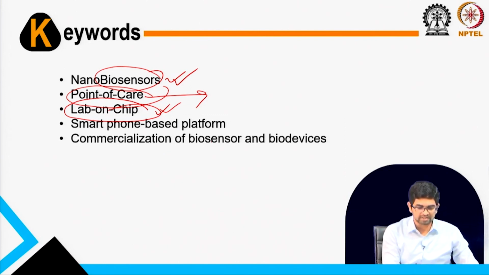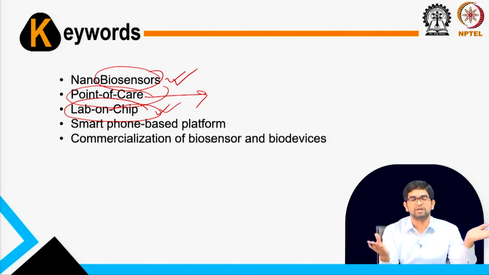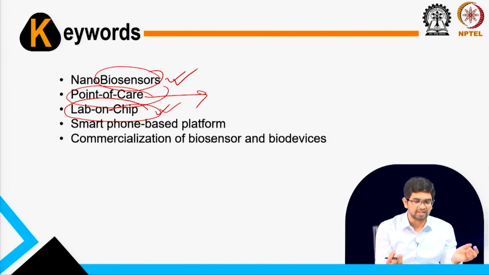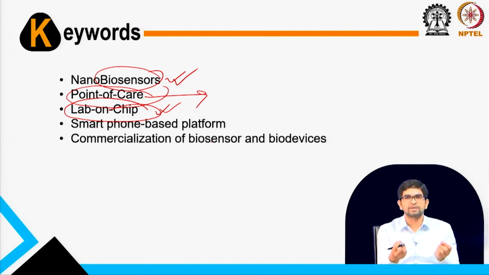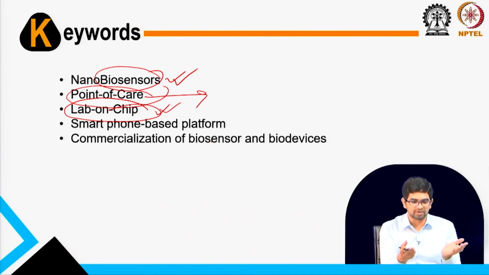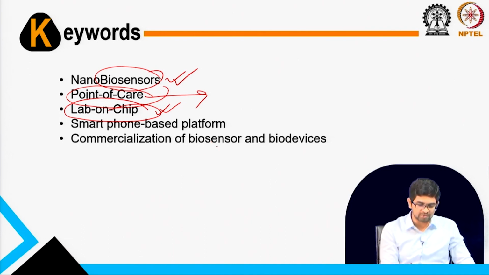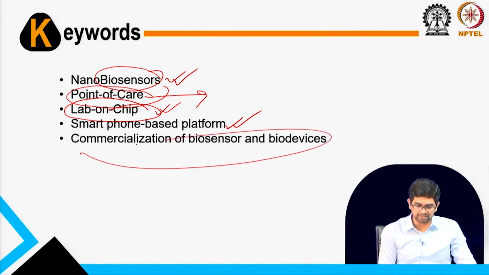Then smartphone based sensor. This kind of chip you can easily integrate with your smartphone, because now everyone has a smartphone, right. So, if you can develop some sensor and easily integrate it with your smartphone, then you can use it easily. That is why the smartphone based platform is very important. Then finally, commercialization of the device.